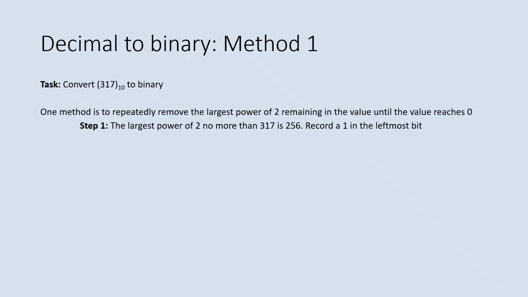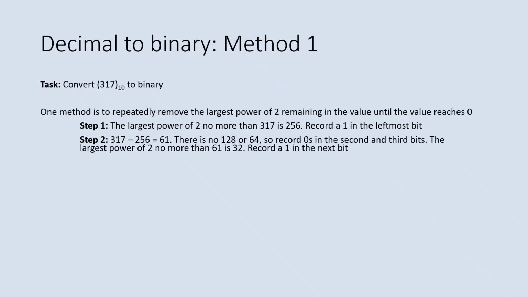And so in our leftmost bit, we don't know how many bits we're going to have at this point. We don't really care. We're going to say that is going to correspond to 2 to the 8th power, so the 256 position. From that, we can tell how many bits we're going to need, but we don't have to worry about that as we progress. So when we subtract the 256, we're left with 61.